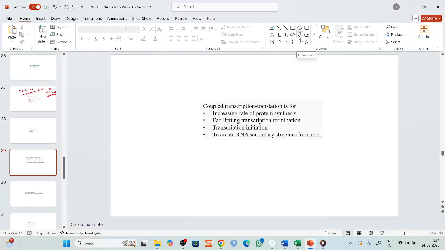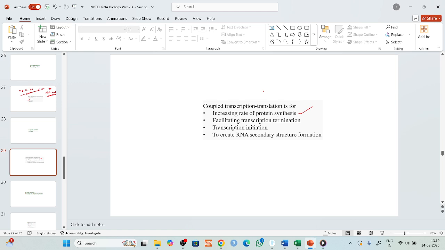The question is: coupled transcription translation is for increasing the rate of protein synthesis, facilitating transcription termination, transcription initiation, or creating RNA secondary structure formation. So, what is the function of coupled transcription translation? It increases the rate of protein synthesis. How does it increase the rate? Because simultaneously as transcription is happening, translation is also occurring.